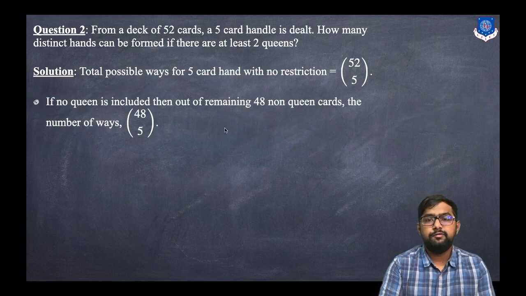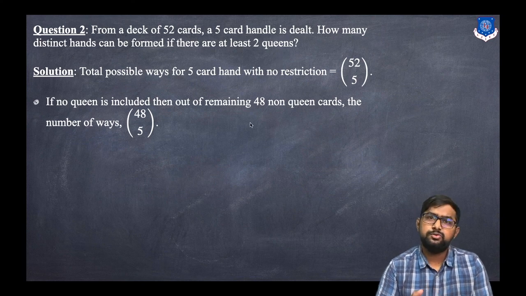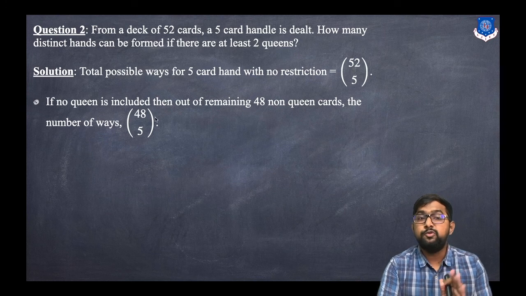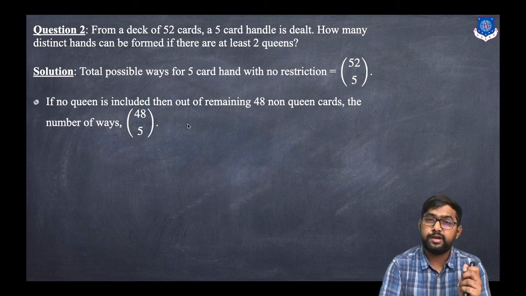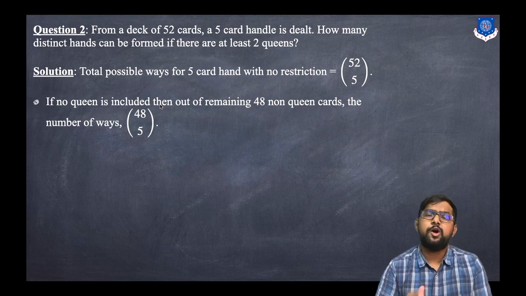Now in the question there has to be at least 2 queens. So we will do this sum in a different manner than the previous one. If no queen is included, then out of the remaining 48 non-queen cards, what will the number of ways be? So if no queens are included, that means how many queens will there be in total?